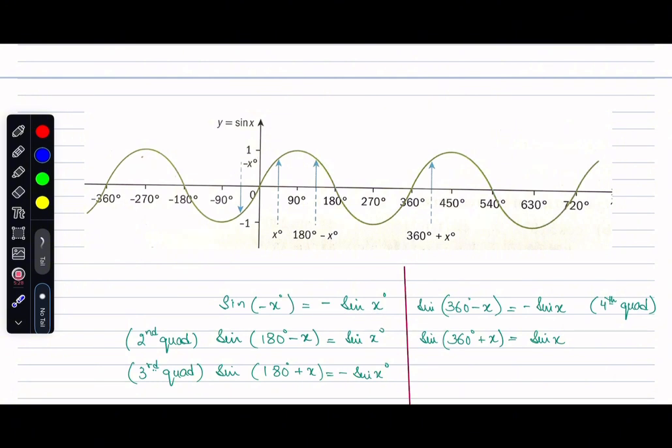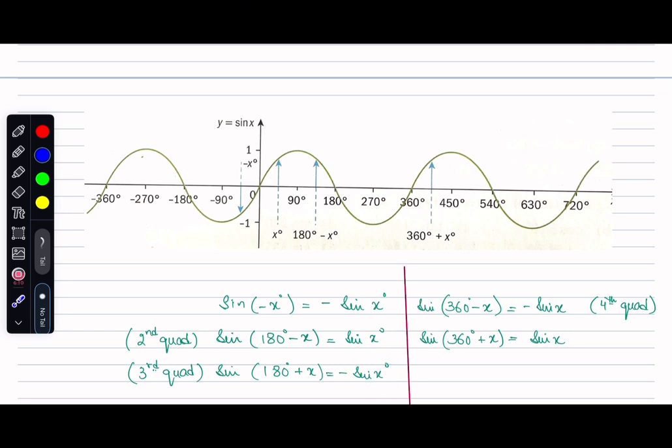In the second quadrant, meaning from 90 till 180 degrees, all the sine values are positive. Therefore, sine of 180 minus x shall be equal to sine of x. Third quadrant, sine of 180 plus x: from 180 till 270 degrees, all the sine values are negative. Therefore, I'm going to say that sine of 180 plus x shall be equal to negative sine of x.